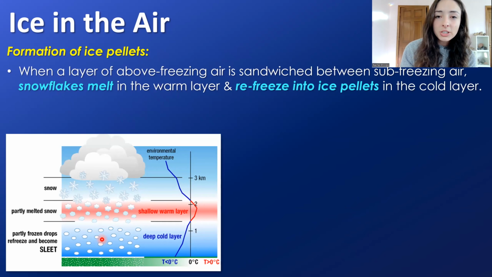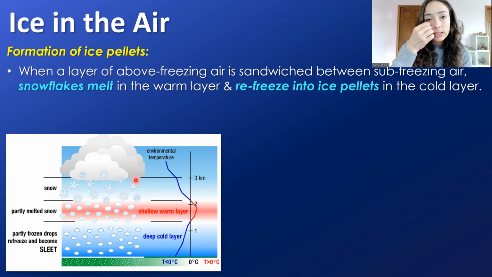So the formation of ice pellets, I believe, does a better job of differentiating ice pellets from hail, because ice pellets form when a layer of above freezing air is sandwiched between two layers of below freezing air, and snowflakes fall from the sub-freezing air above and then fall into the warm layer. They melt either partially or fully, and then in the lower cold layer, they refreeze into ice pellets.